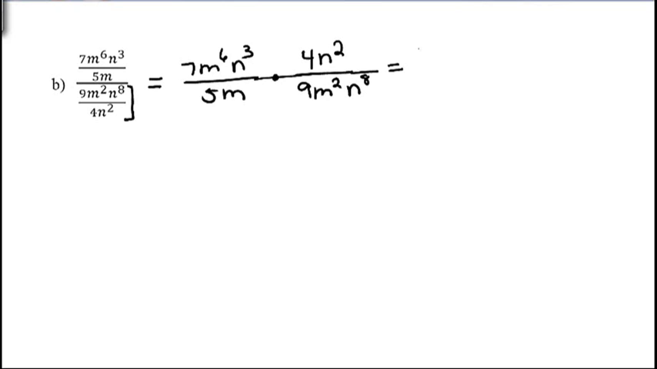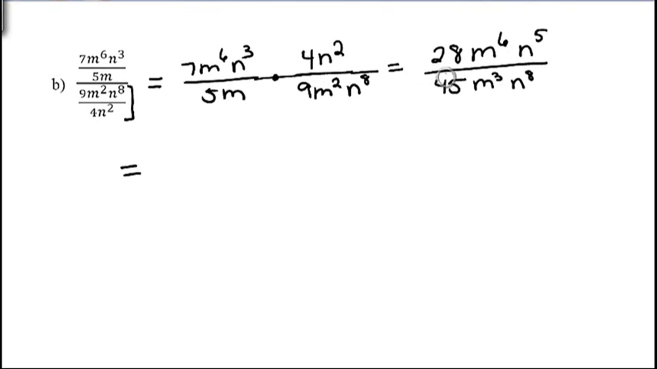in one step. So we have 7 times 4 is 28, and then m to the 6th, and then there aren't any m's here, so it's just going to be that m to the 6th. And then we have n cubed times n squared, so that's going to be n to the 5th. And in the bottom we have 5 times 9, so that's 45. And we have m times m squared, so that's m cubed, and then n to the 8th. And now we can simplify from here.